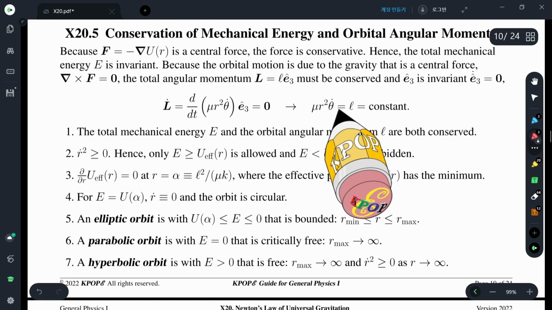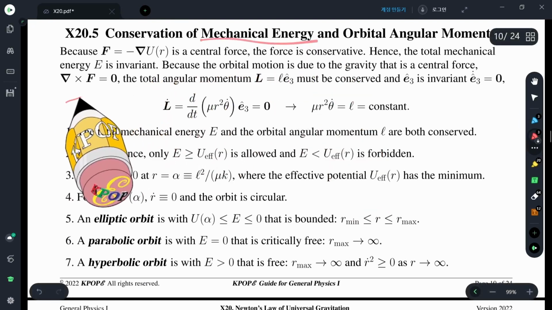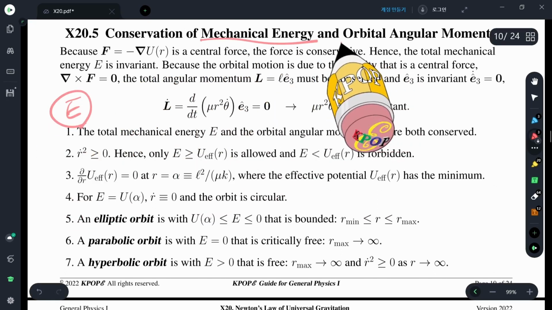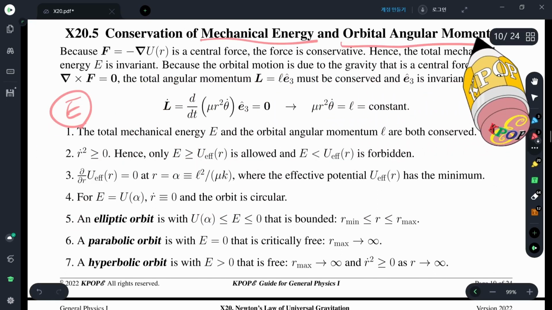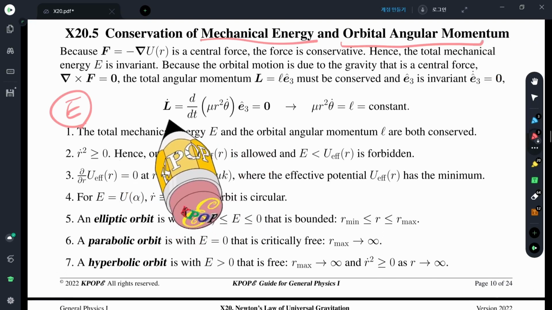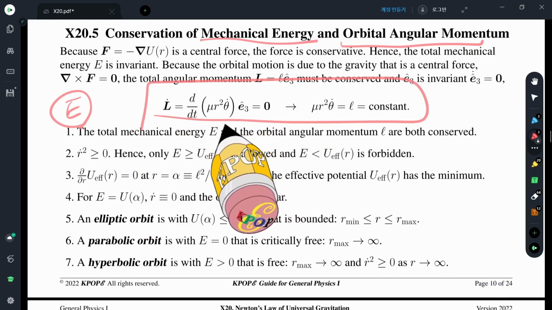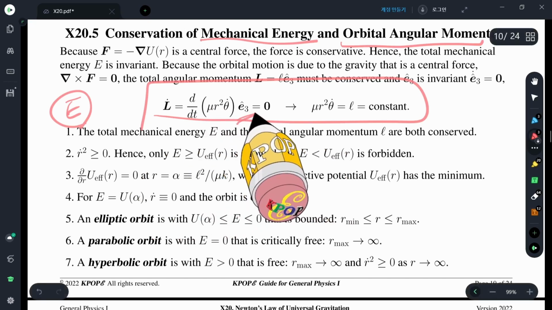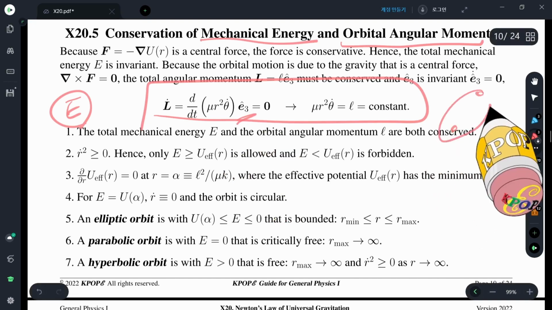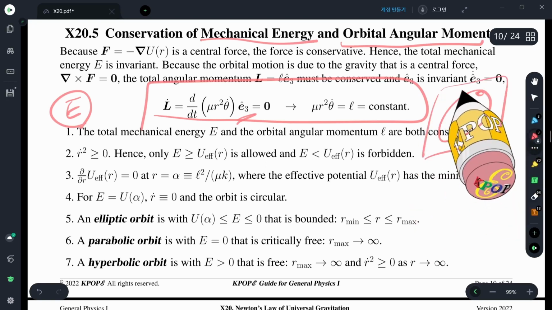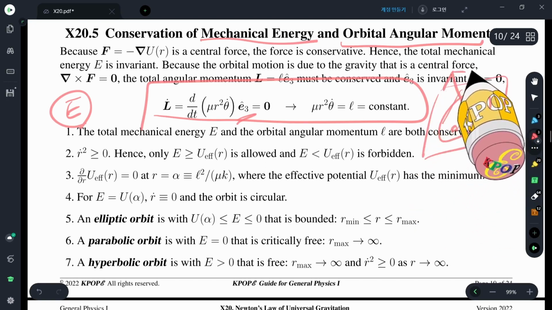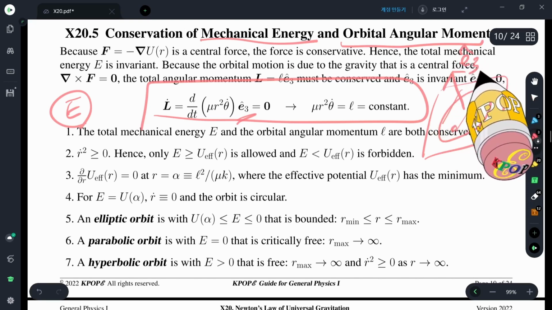Now, the conservation of mechanical energy, that is the energy formula, in combination with orbital angular momentum conservation, has brought me here. This angular momentum is a constant. So this constant means that as well as the magnitude, the direction is also fixed. Therefore, the two-body orbit is always on a single plane, that is the xy plane. Right now the angular momentum is along the z-axis.